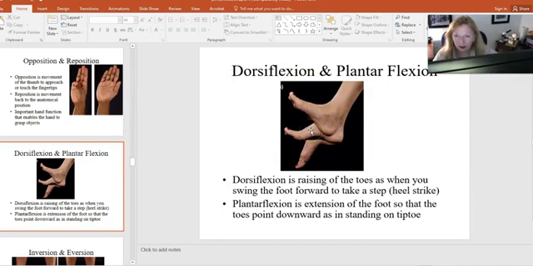Going back to anatomical position, and then plantar flexion is like standing on your tiptoes. Every time you take a step forward or walk across a room, you're doing a series of dorsiflexions and plantar flexions. And so being able to do this is something that we, again, take for granted until we've lost the ability to do it.